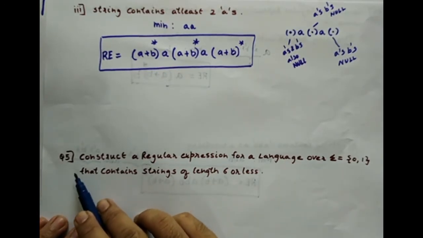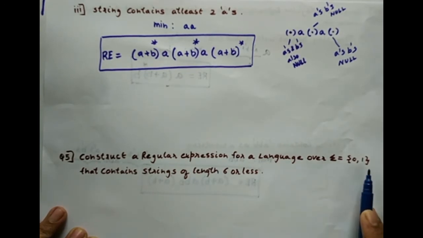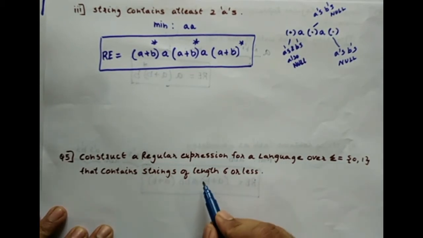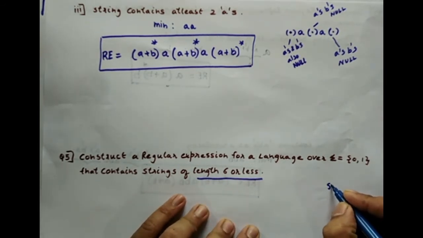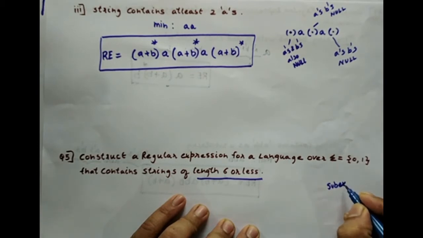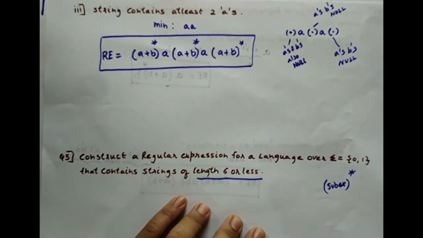In the next problem, we are required to construct a regular expression for a language over sigma equal to {0, 1}. Again here the strings of the language will be binary strings. The constraint here is that the length of the string should be 6 or less. Now remember, whenever I write any sub expression raised to star, it simply means this sub expression can be repeated 0 times, 1, 2, 3, 4 till the star number of times. In this case it is an infinite number of times.